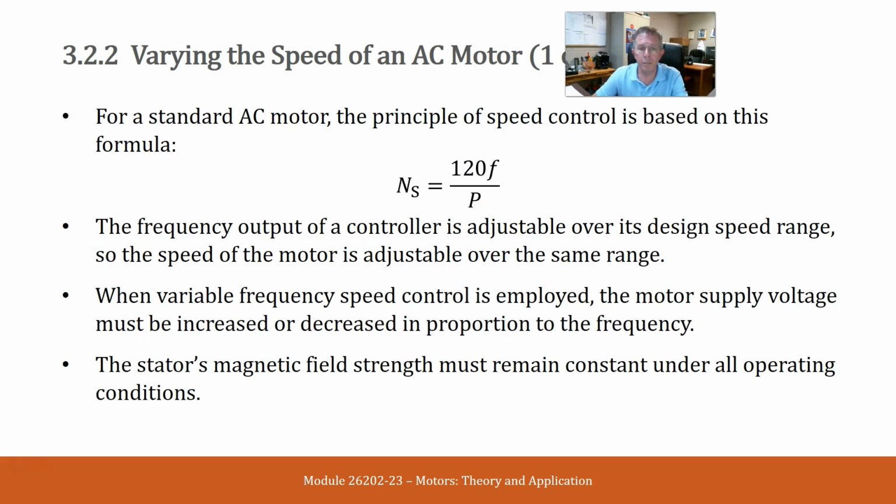Varying the speed of an AC motor. For a standard AC motor, the principle of speed control is based on this formula. The frequency output of a controller is adjustable over its designed speed range, so the speed of the motor is adjustable over the same range.